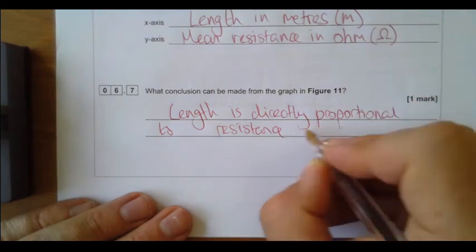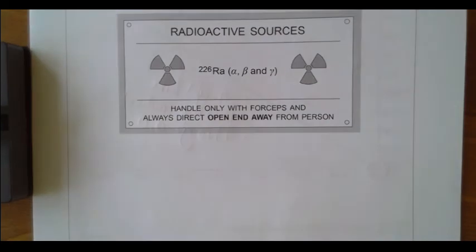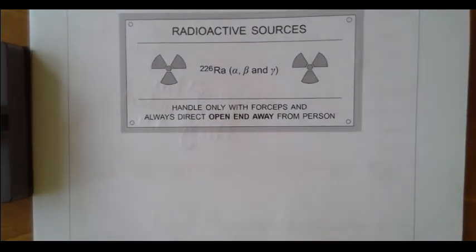So moving on to the last question. So we have radioactive sources. Radium-226 gives off alpha, beta and gamma, and there's a few warnings. So these are the warning symbols for radiation, and you need to be careful. Use forceps. Always direct the open end away from the person.